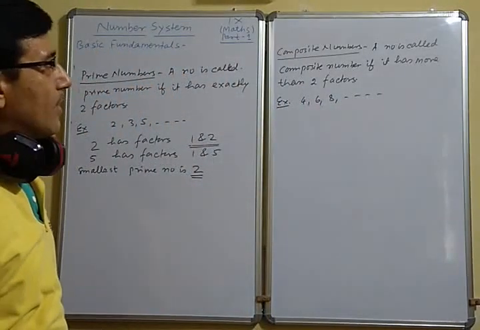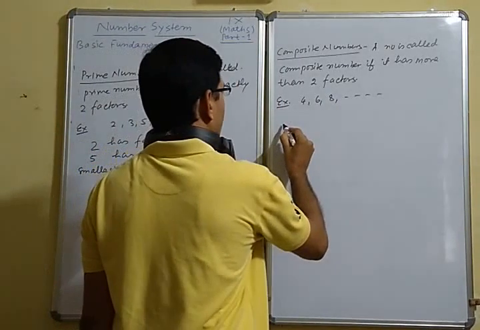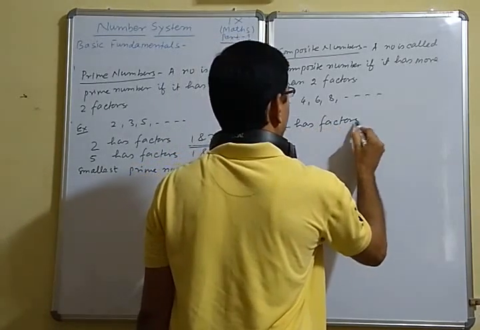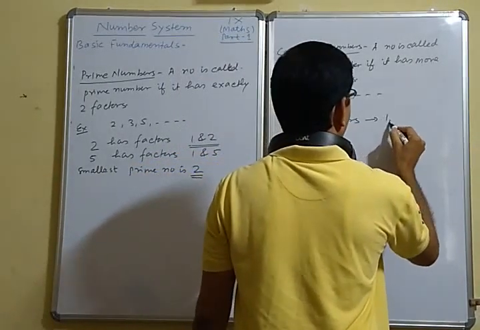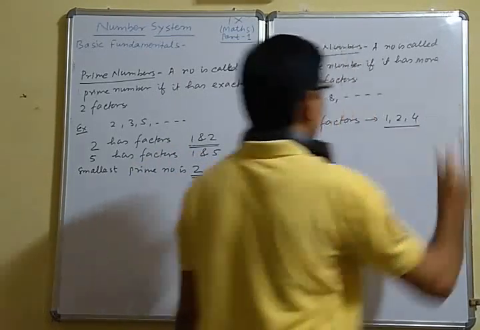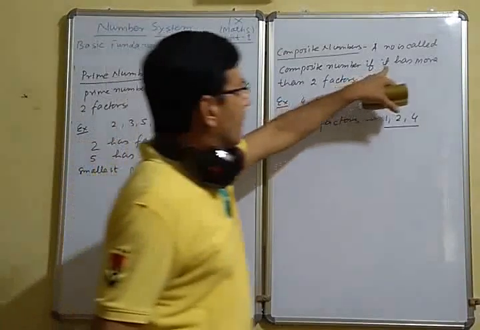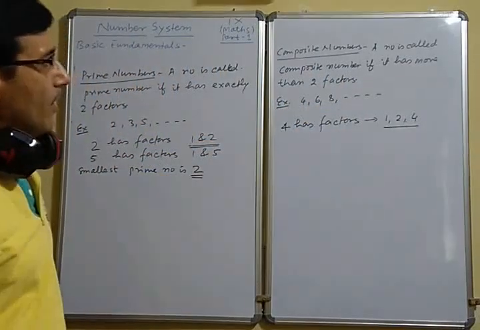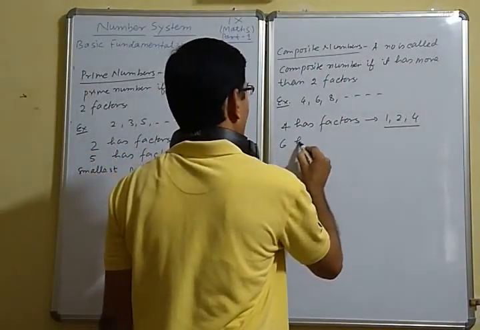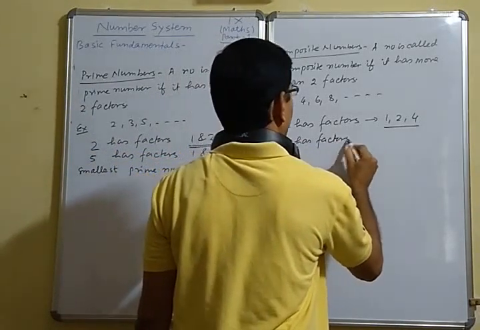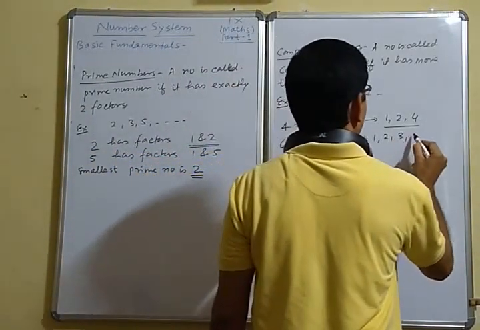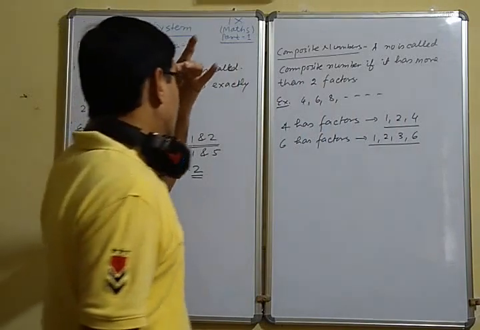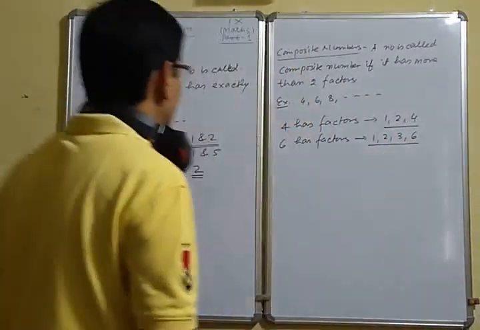Now let us see why these are composite numbers. Since 4 has factors 1, 2 and 4, it has three factors. So by the definition, it has more than two factors, then it is said to be a composite number. Now 6 has factors 1, 2, 3 and 6. So it has four factors. So it is more than 2. So this is a composite number.